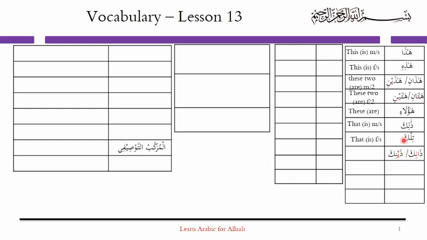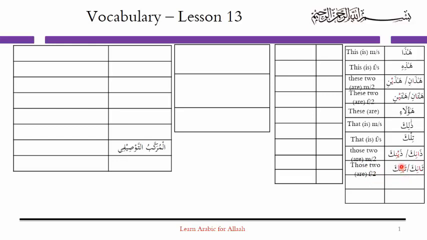ذَلِكَ and تِلْكَ are mabniyan. The meaning is, those two are masculine dual. Those two, this is dual for the masculine. We are going to bring up the feminine. Tanika and Tainika. Those two are feminine dual. Those two are feminine, and it is dual.